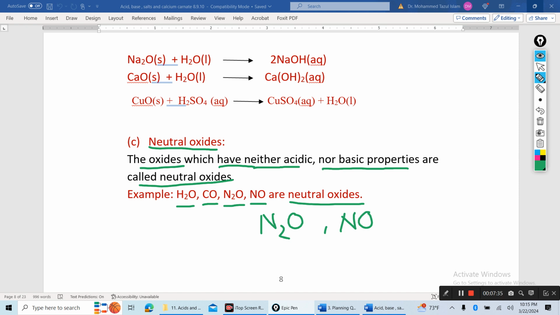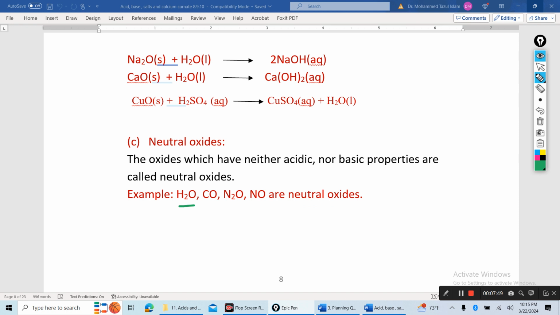So what's a neutral oxide? The oxides which are neither acidic nor basic, they have no acid and base properties, they are neutral. So water, carbon monoxide, nitrous oxide and nitrogen monoxide are neutral oxides.